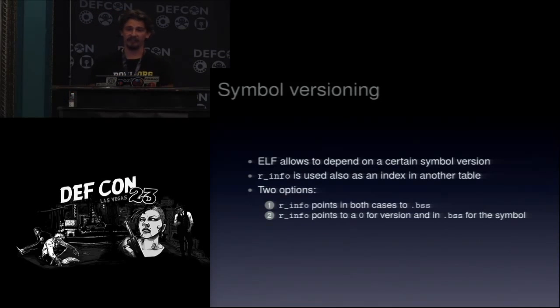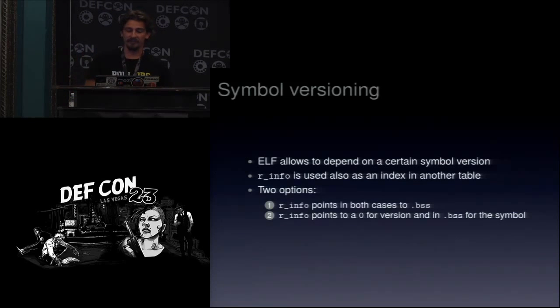And what's the problem? The problem is that if symbol versioning is enabled, the r_info field is not used just as an index in the symbol table, but it's used also as an index in another table, which is called the GNU version table, which we will not talk about. But the fact is that this index is used for two different things. And so basically we have additional constraints.